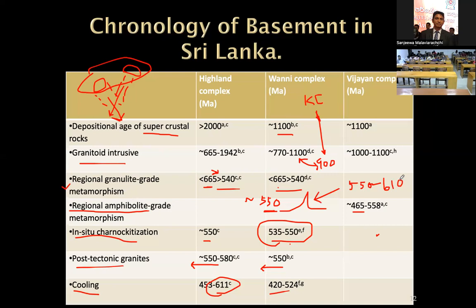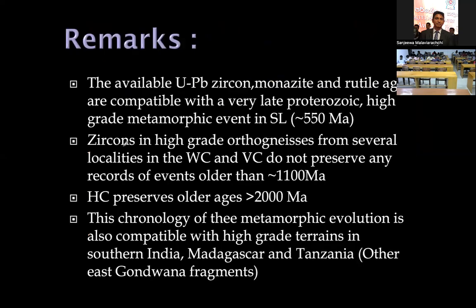in Sri Lanka. Okay, so this is how the chronology of Sri Lankan rocks is determined, mainly using zircon age, uranium-lead isotopic dating. Right. So we can find some important points. Available uranium-lead ages are from zircon, monazite, and rutile. Some rutile ages are also there, right?